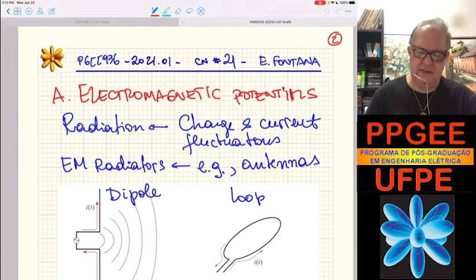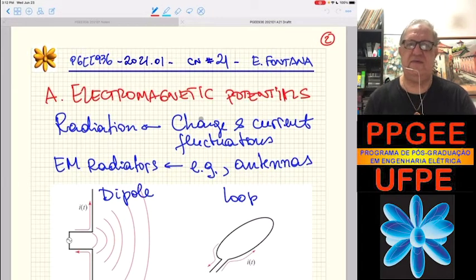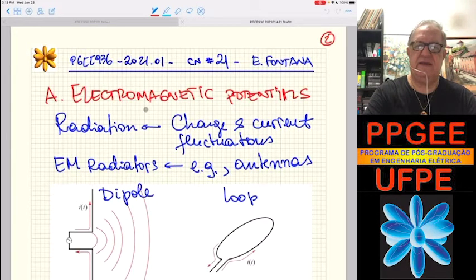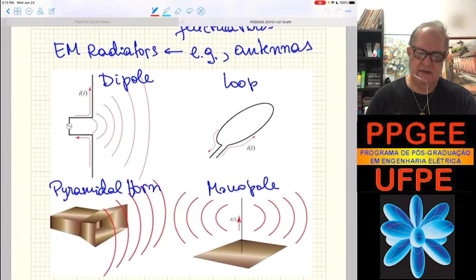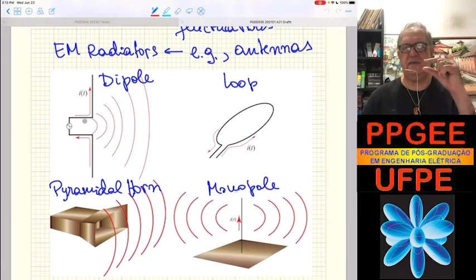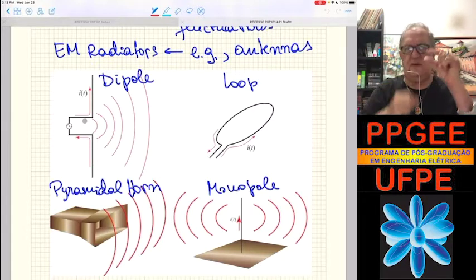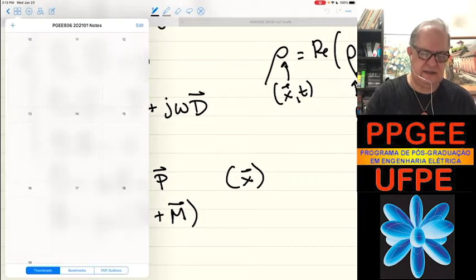So our aim is to connect the charge and current fluctuations with the fields they produce. So we are talking about, in fact, radiation, right? So good examples of electromagnetic radiators are antennas, well known, right? These are dipole antennas, just a piece of straight wire. A transmission line, you open one terminal and the other one, make two wires, you have a dipole antenna. Or a single piece of wire, if you want.